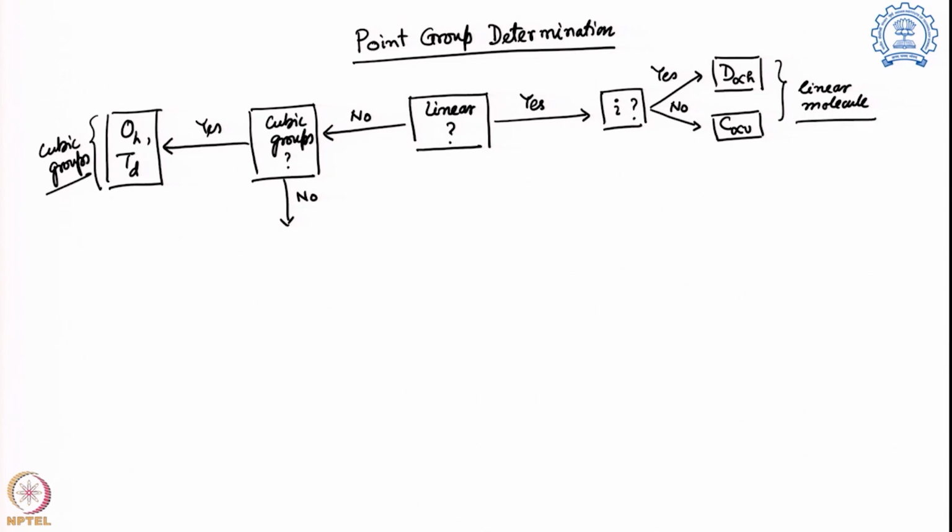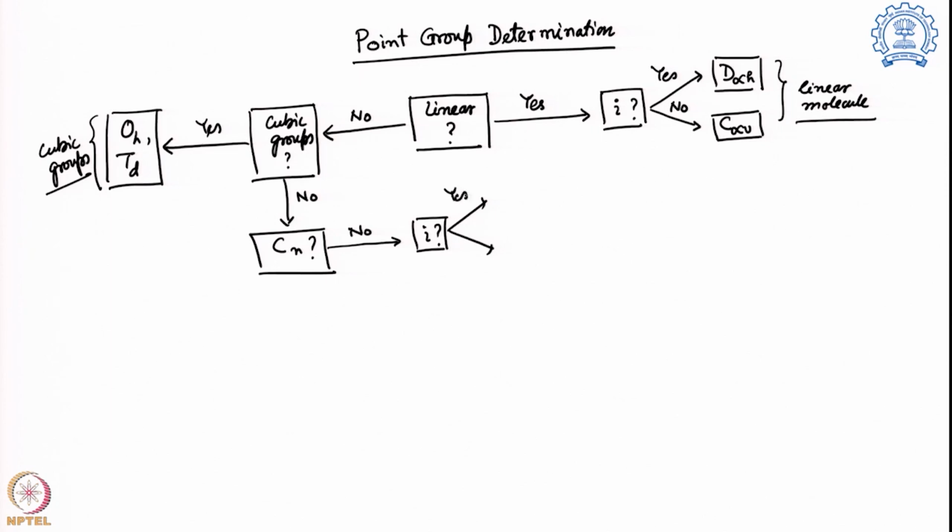Most of the time the molecules we are dealing with are not that simple. They are neither linear nor of a particular cubic group; they will be much more complex than that. There we need to ask the next question: it is not linear, it is not a cubic group, so do you have an axis of rotation or not? If the answer is no, it belongs to a non-rotational group, and then the next question is whether you have a center of symmetry or not.